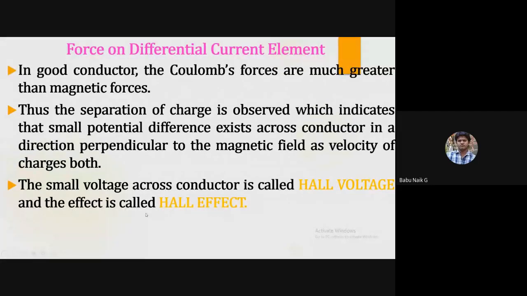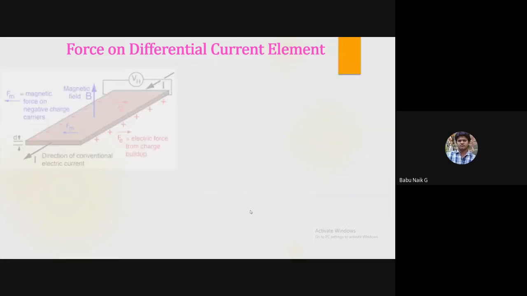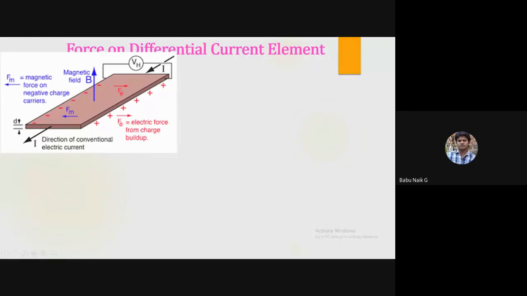And then this effect is called the Hall effect. Okay, so this is the main idea: Hall voltage and the Hall effect. Now let us take the same thing, the Hall effect, and see how the potential difference is created here.